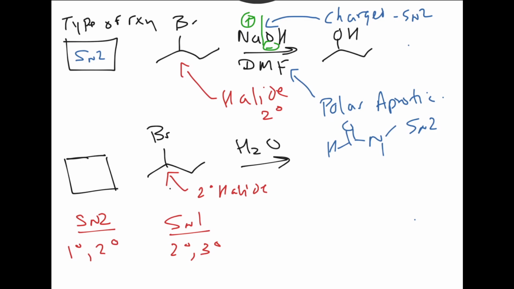Again, we have a secondary halide. Not super useful, right? Still, it could be Sn1 or Sn2. What type of nucleophile is water? Charged or uncharged? Uncharged. If it has no metal, it is uncharged. So this is uncharged.